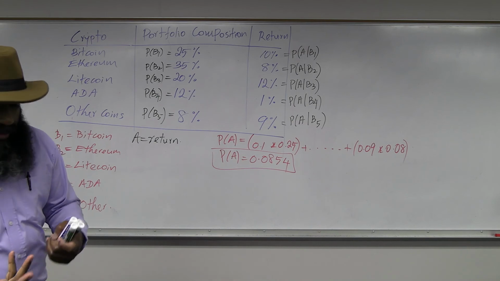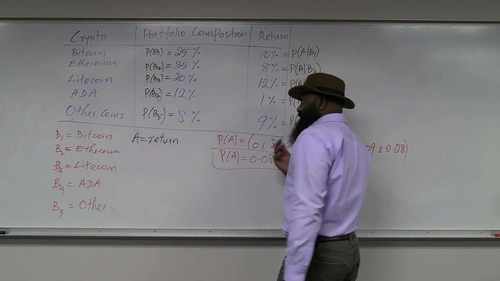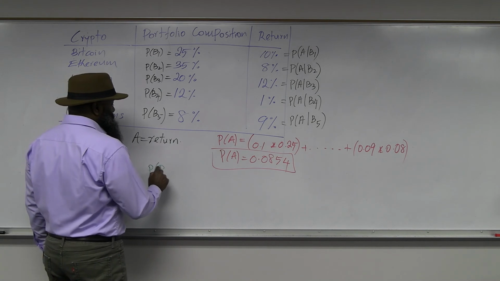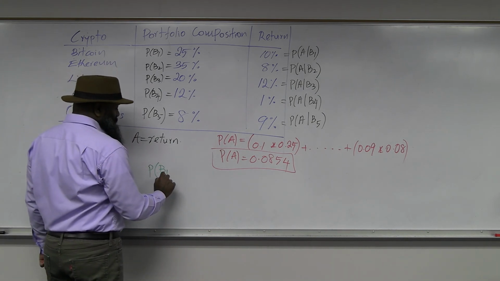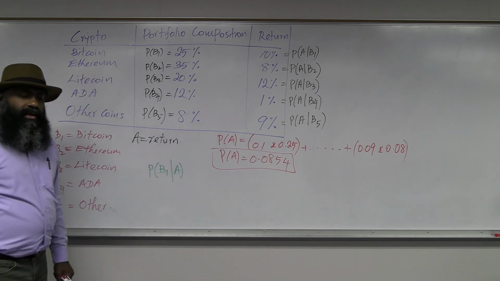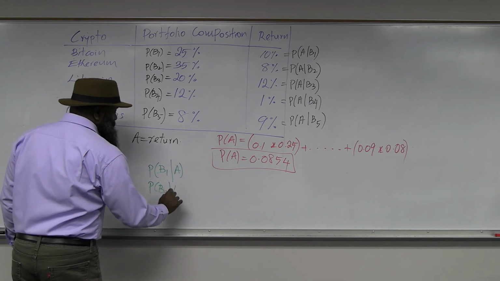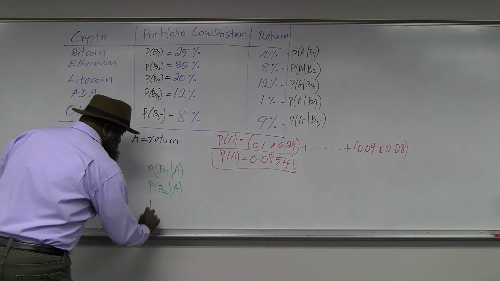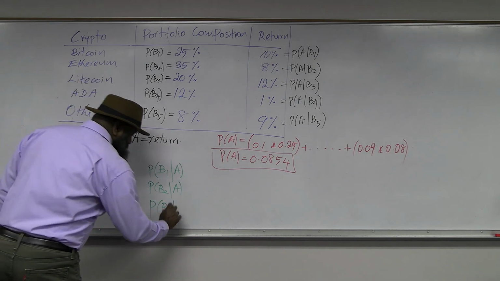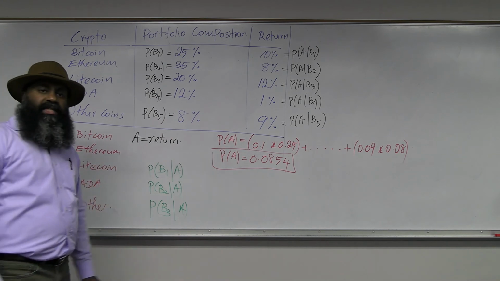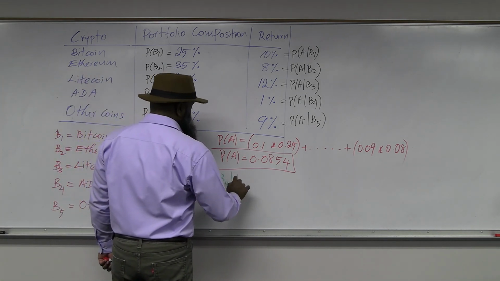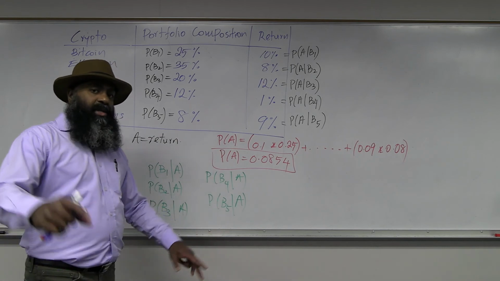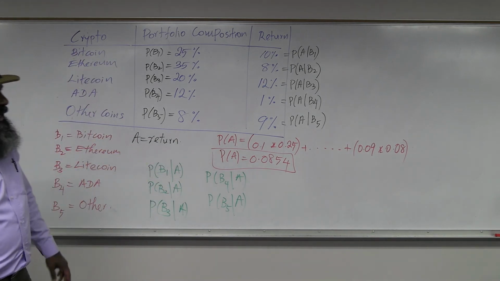Well, to figure that out, you will have to find the return for each cryptocurrency type. So given his total return, what's the proportion from Bitcoin? You will need to find PB1 given A. Likewise, you will have to find PB2 given A. Given the return, what's the proportion that contributed from Ethereum? Okay. Likewise, we have to find PB3 given A, which is the proportion from Litecoin given its total return. So we have to find each of these five probabilities, including PB4 given A and PB5 given A. And then we can pick the cryptocurrency type B1, B2, B3, B4, or B5. So I'm not going to calculate all of these, but I will calculate just one of them.